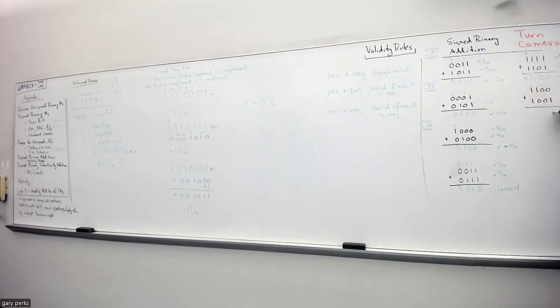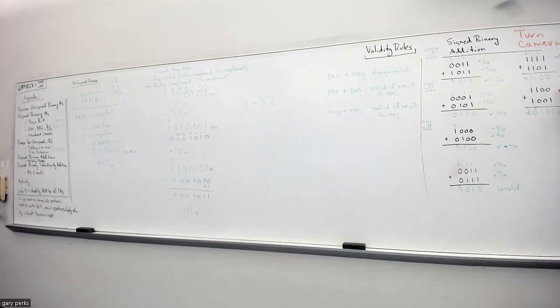Okay, so 0 plus 1 is 1, 0 plus 0 is 0, 1 plus 0 is 1. 1 plus 1 is 0 with a carry of 1. Again, we get this bit that's to the left of the sign bit, so we just ignore it. So what would you say about this? It's invalid, right? Because we're adding 2 negatives and we get a positive, which can't happen. So this is invalid.